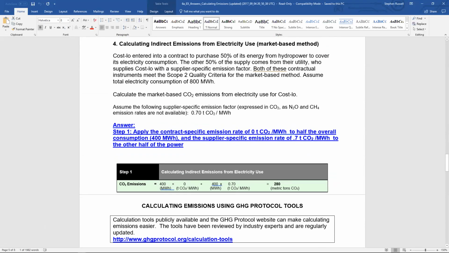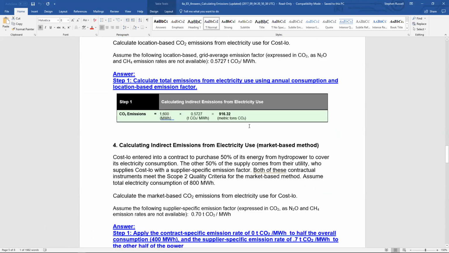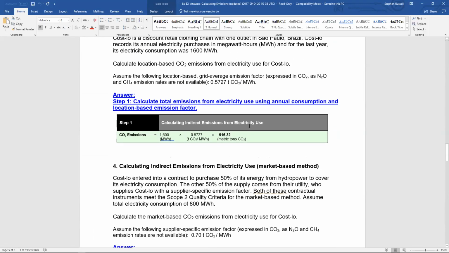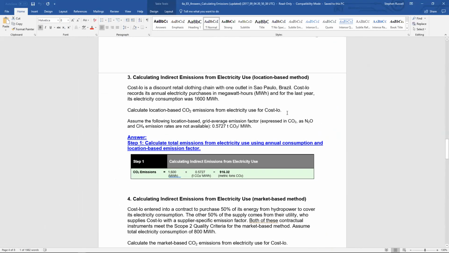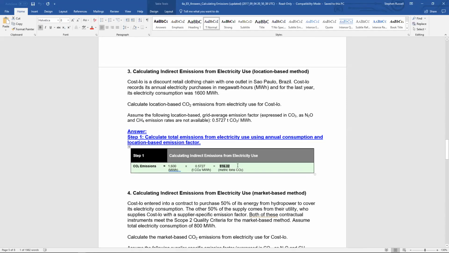Okay, let's look at the answers for these two questions. Hopefully you find them relatively straightforward. For question 3, it's really just a simple matter of multiplying total consumption by the grid average emission factor. The result is 916.32 tons. And we're doing that because we're calculating Scope 2 emissions under the location-based approach.